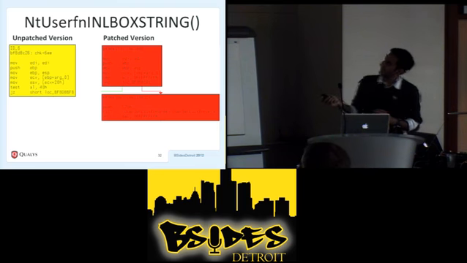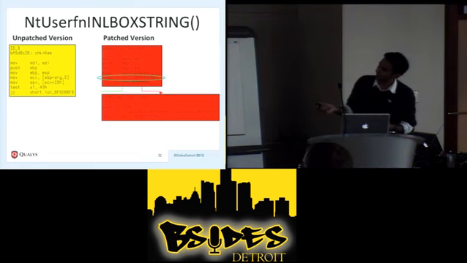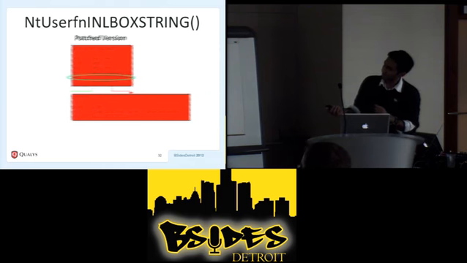So, NtUserNLBoxString. On the left hand side is the unpatched version, on the right hand side is the patched version. If I compare each instruction one by one, what you would see is there was this one additional instruction added over here. It was not in here. And there was this whole block of code that was added by this patch. So let's try to analyze what this patched version is trying to do.